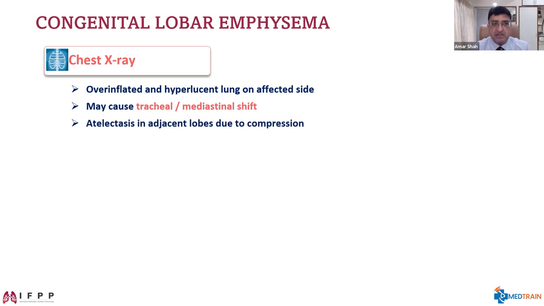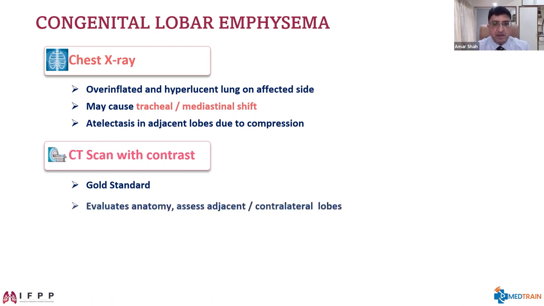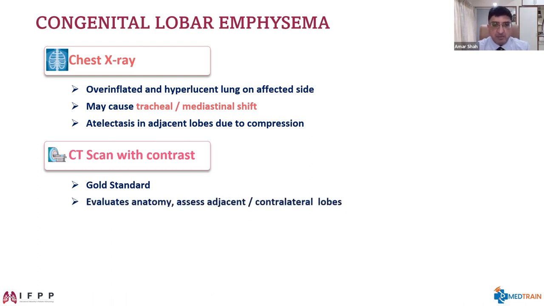It may also cause atelectasis in the adjacent lobes because of the compression of the hyperinflated lobe. A CT scan with contrast is the gold standard for establishing the diagnosis. It not only evaluates the anatomy, but also assesses the adjacent and the contralateral lobes, and it also helps delineate the vascular compression, if any, because sometimes a vascular compression may also be a cause of CLE.